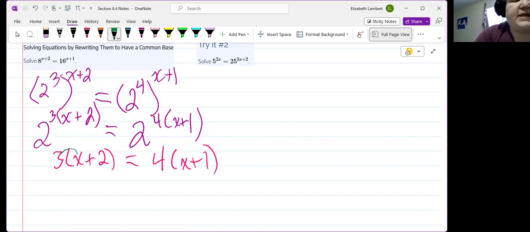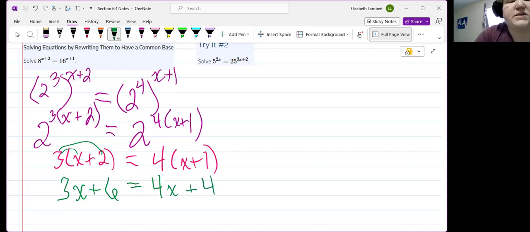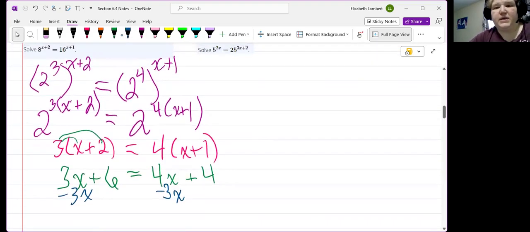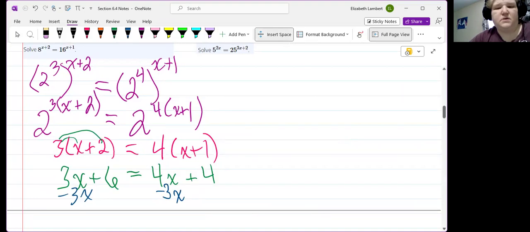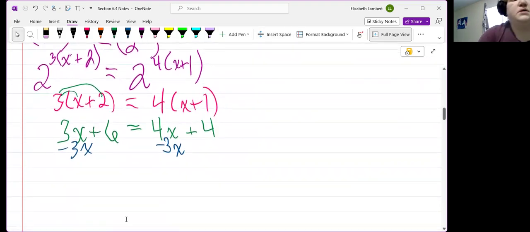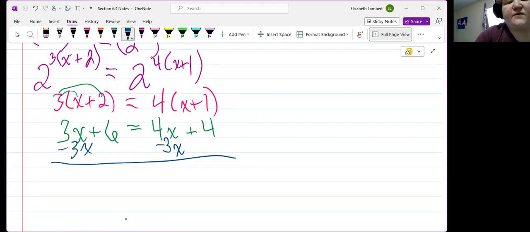All right, now we need to distribute. So this is 3x plus 6 equals 4x plus 4. And then if I minus the 3x, I'll get a single x. And then to get x by itself, I'm going to go ahead and minus the 4 as well. So this will give us a 2. So x equals 2.